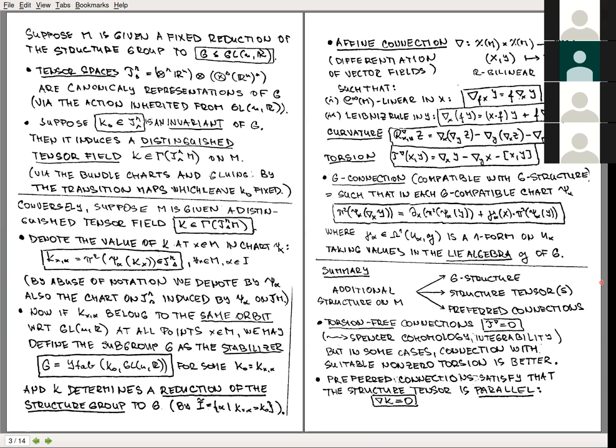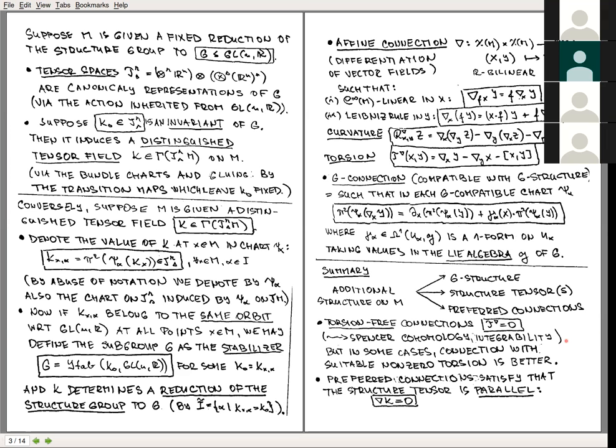Of course, the relationship between these three is not really one-to-one. We can induce, for example, the G structure from the structure tensor, but we cannot get a unique structure tensor if we are given just the G structure, the reduction. And similarly, there can be more preferred connections, more G connections, which are compatible with the G structure. So it's not really one to one, but we will work with all this structure.